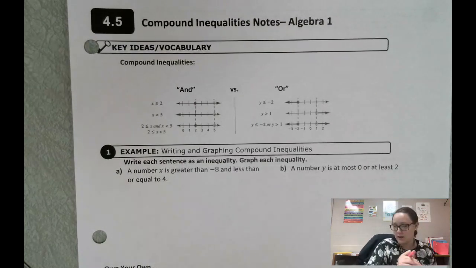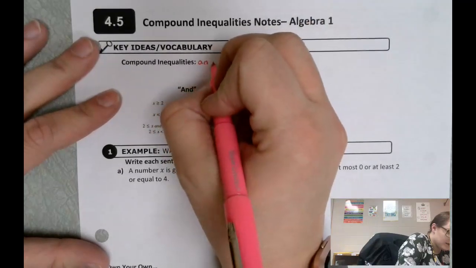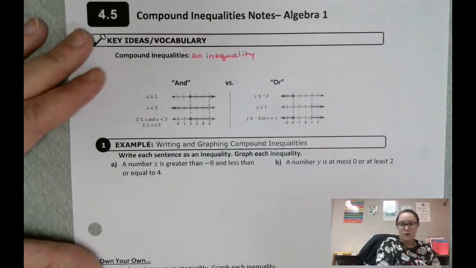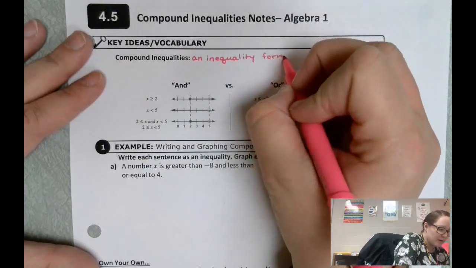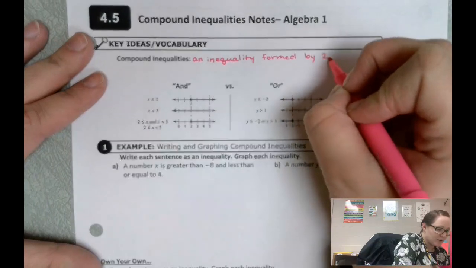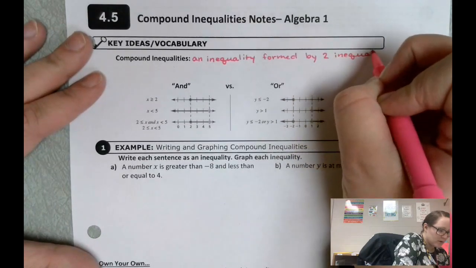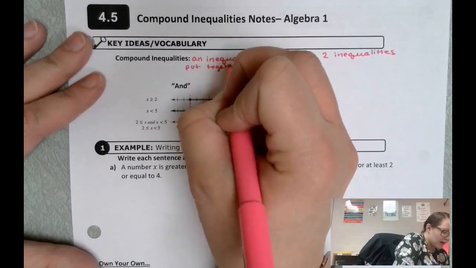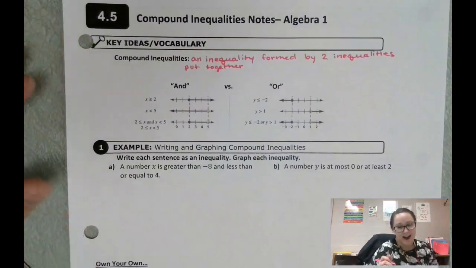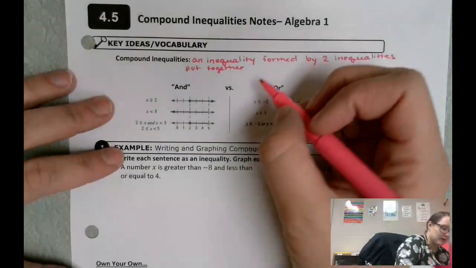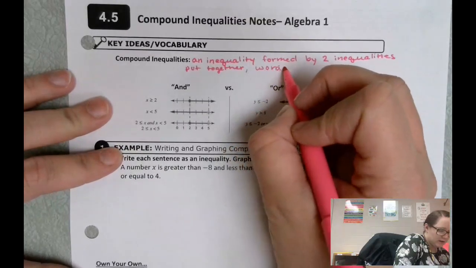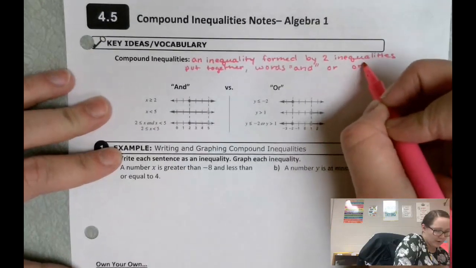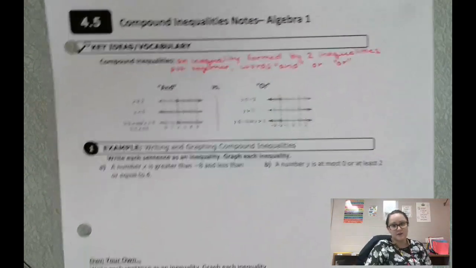So what a compound inequality is, it's an inequality formed by two inequalities put together. So we've been working with just one inequality. This is putting two of them together, and how we put them together is with either the word and or the word or. Okay? So there's a huge difference between the two.